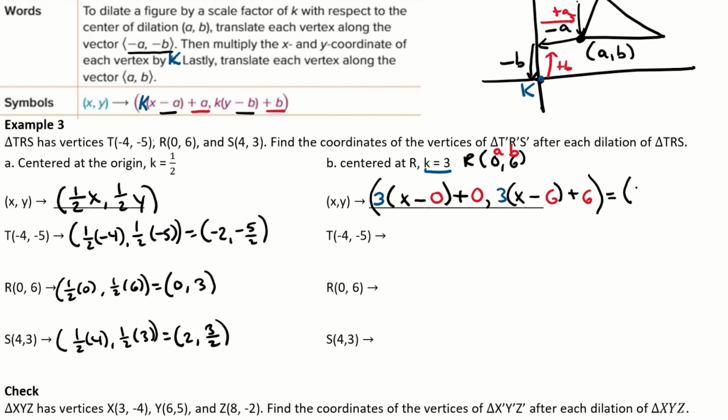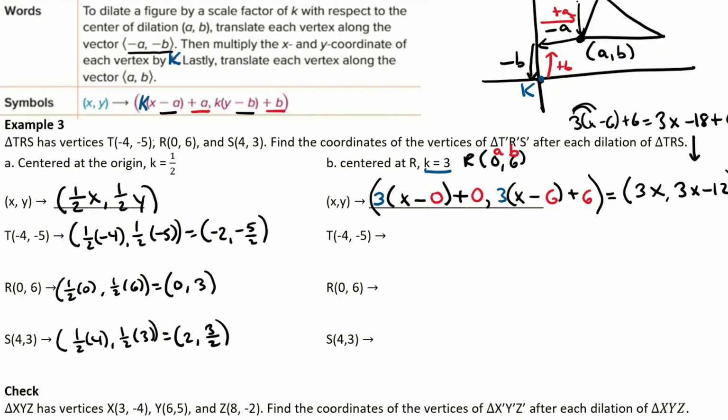So on the x coordinate, we got 3x. On the y coordinate, we got 3 times (y minus 6) plus 6. I'm going to do that off to the side. I distribute, and I get 3y minus 18 plus 6, and negative 18 plus 6 is negative 12. So this becomes 3y minus 12. There's my transformation: (x, y) goes to (3x, 3y minus 12).